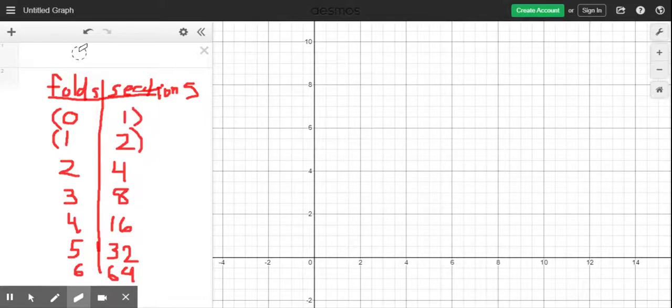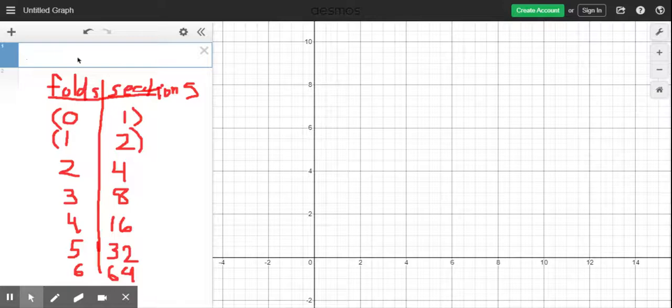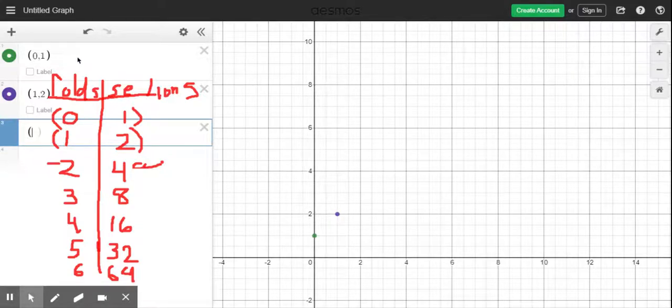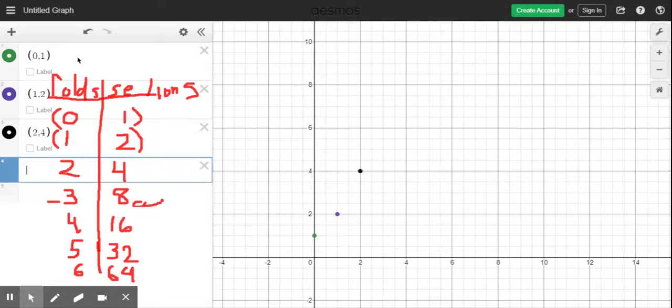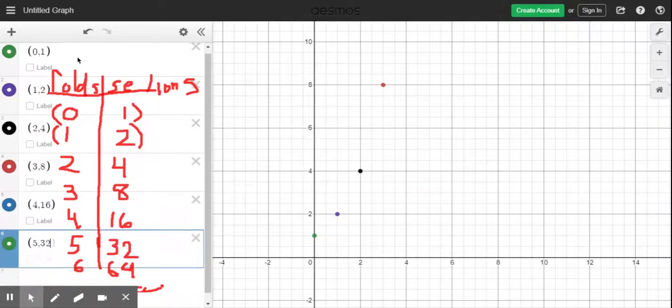And I can start just putting this into Desmos and let the calculator put this in. So if I want 0, 1, there you can see the green dot. And 1, 2. 2, 4. 3, 8. 4, 16. 5, 32, and so on.